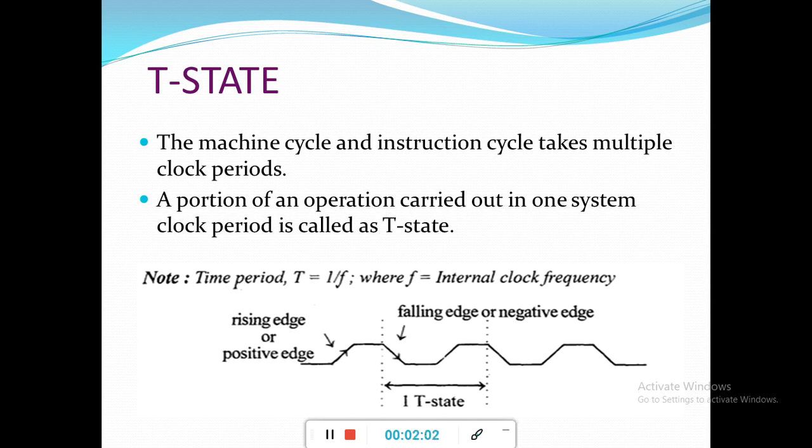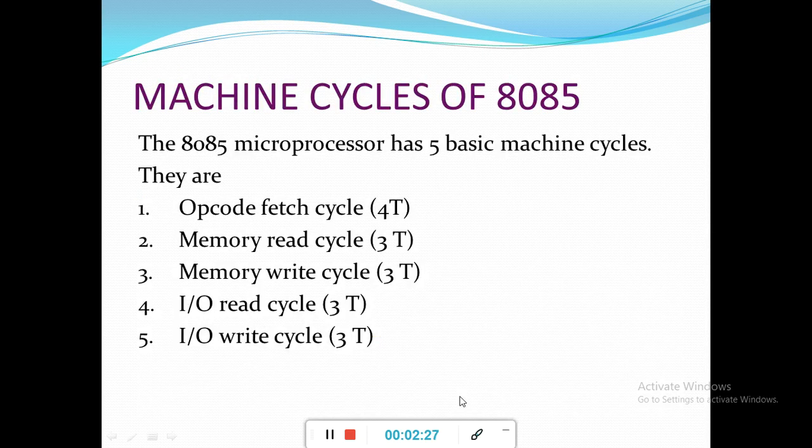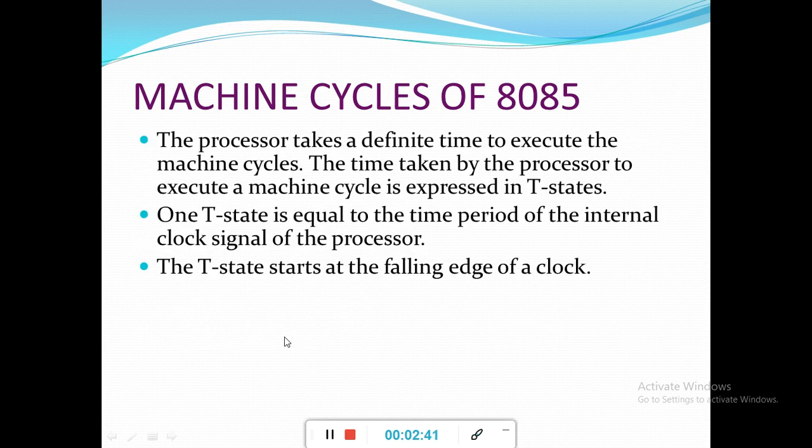The rising edge is called the positive edge and the falling edge is called the negative edge, and the complete cycle is referred to as one T state. This distance forms 1T, so this distance is referred to as the 1T state. In the 8085 microprocessor there are 5 basic machine cycles: opcode fetch cycle 4T states, memory read cycle 3T states, memory write cycle 3T states, IO read cycle 3T states, and IO write cycle 3T states.